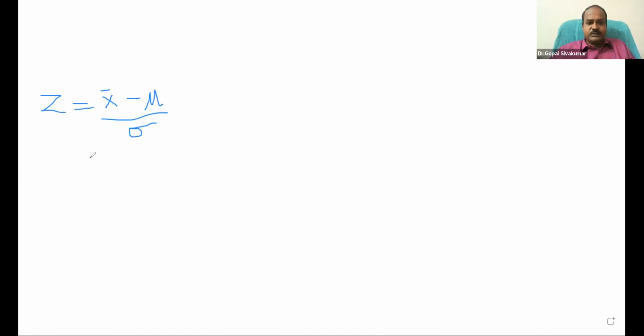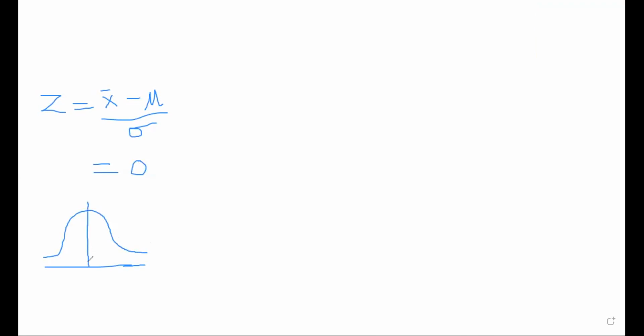Now, when the Z-score is 0, look at your normal distribution graph. This is your normal distribution graph, right? Z-score 0 means at the center, your Z is 0. And now Z-score equal to 0, your sample is exactly on the target. That is the meaning.